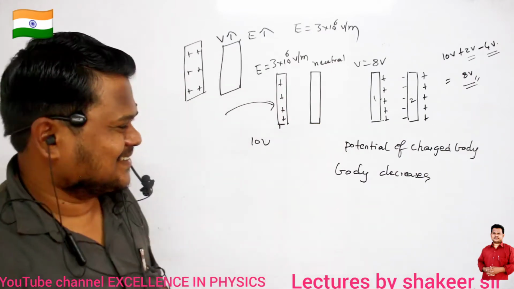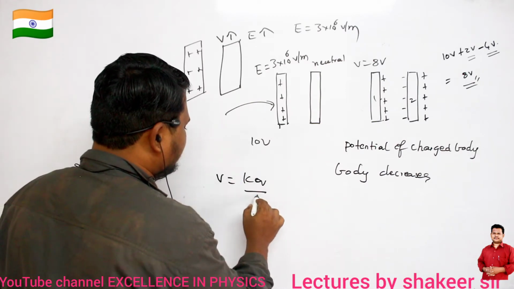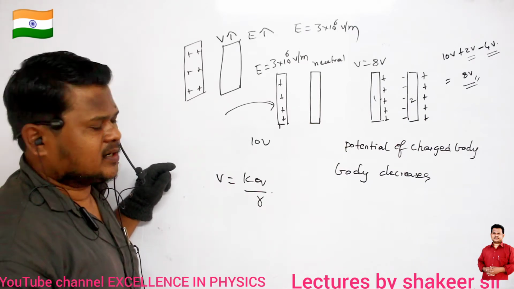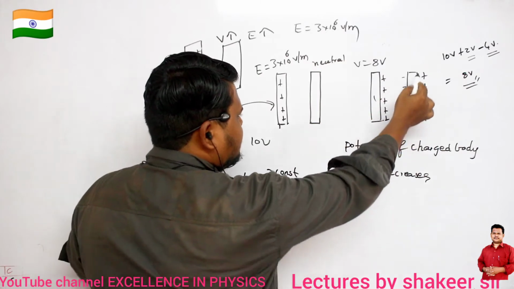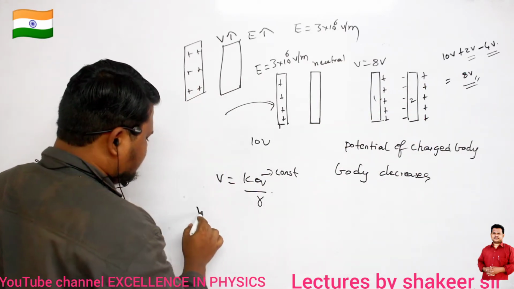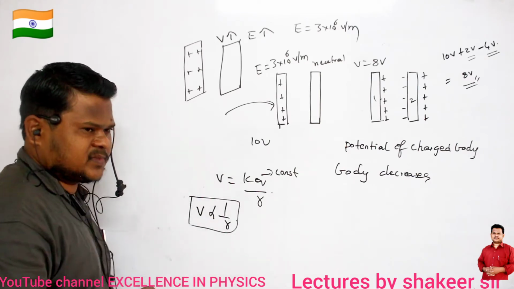What is the reason? Potential depends on what? Potential depends on kQ divided by r. Here, Q is a constant, so the number of negative charges and the number of positive charges are equal. k is also a constant. So potential depends on what? Potential depends on distance.